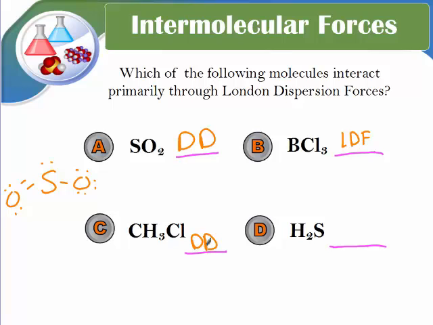And D, I didn't need to draw that one out because hydrogen can't double bond, so there must be lone pairs on sulfur. But there's no N, O, or F, so it's just dipole-dipole. So the answer to the question is B.